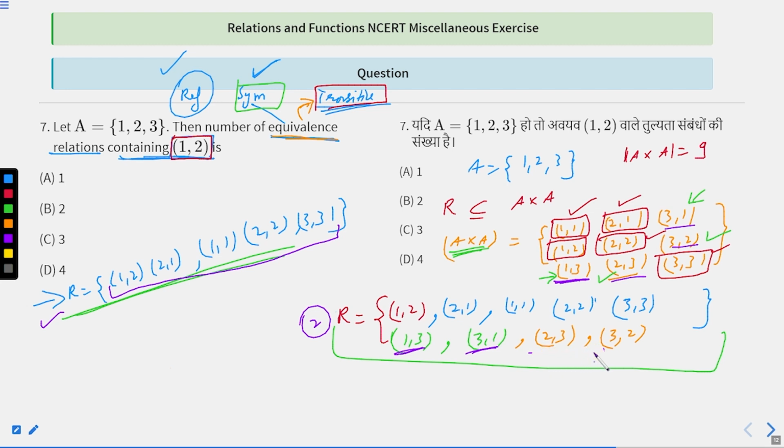You can either start from this, then you will get to know that by the symmetric condition you will get this, and by the transitive condition you must add this, and from this by symmetry you must add this. So these are the only two possible relations containing this pair such that the relation is an equivalence. So option B must be the correct option for this question.